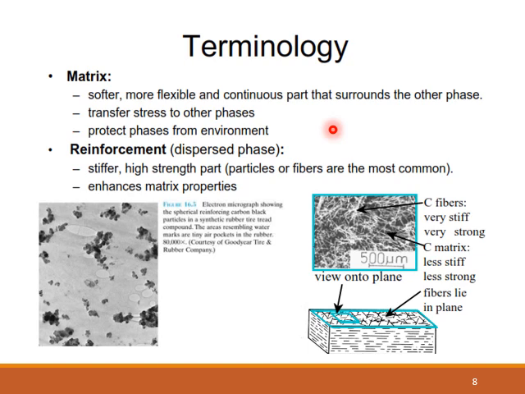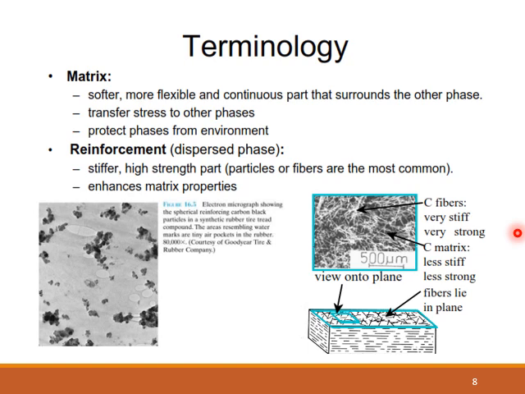So you have the matrix taking up the load and then transferring the load to the other phase, which is going to be the reinforcement phase or the dispersed phase. What the matrix phase also does is protect the dispersed phase. And then the second phase, which is the dispersed phase, is what you call the reinforcement phase. This reinforcement phase too can come in different types, but generally it is called the dispersed phase.